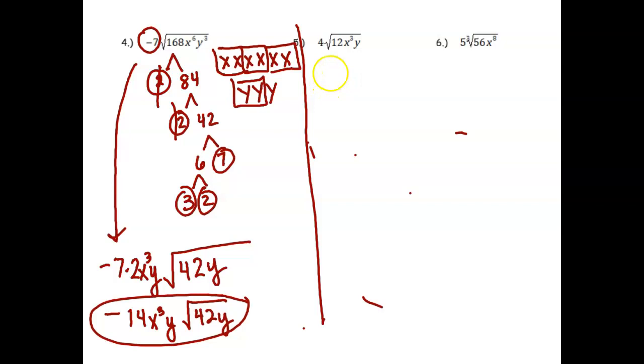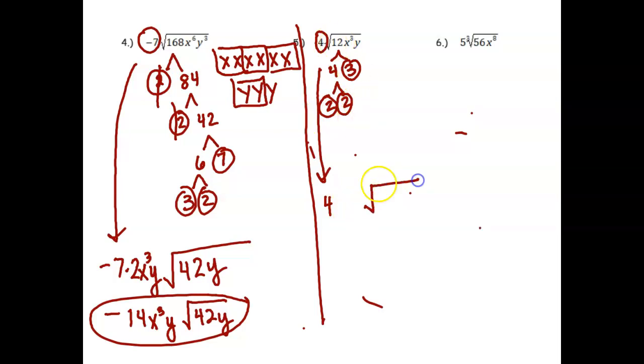Okay. If I look at number 5, we've got a 4 on the outside, so we're going to bring that coefficient down. Okay, we've got the number 12, which we could do 4 times 3, and then we've got 2 times 2. All right, so our index is 2, so we're going to pull out a pair of 2's, and then a 3 is left on the inside.